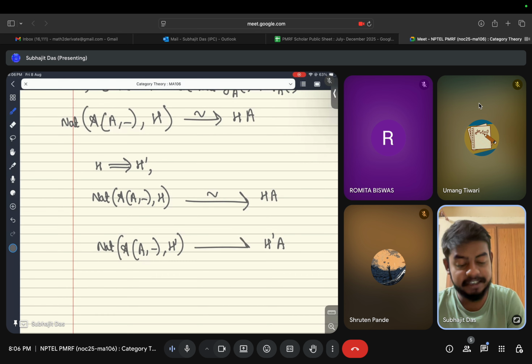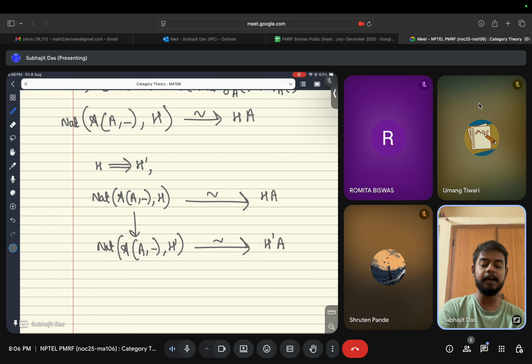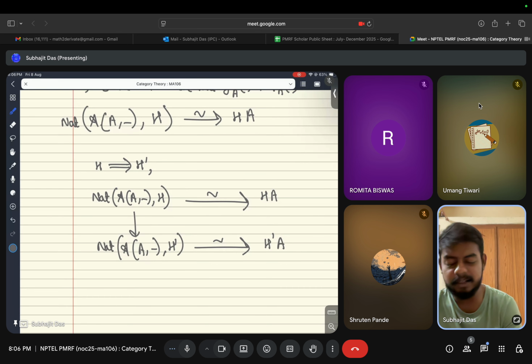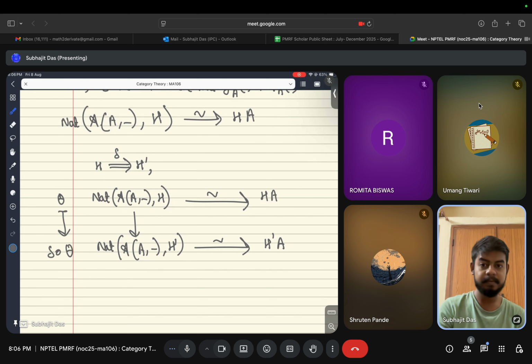And you have this bijective map given by the Yoneda lemma, and from nat(A, -), H to nat(A, -), H prime, you have this map. What does it do? It's obvious. Let's call this map delta, natural transformation delta. It sends any theta onto delta composed with theta, right? That is what it does.